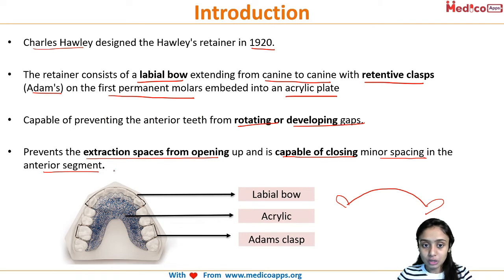So when you consider our Hawley's appliance, this prevents the teeth from rotating and developing gaps, and it prevents extraction spaces from opening up. So these both are properties of a passive appliance. That is, it is just holding the teeth in the position where they are. It prevents any kind of further malocclusion. It is not trying to produce any force. But this particular point, that it is capable of closing minor spaces, means it is closing the spaces. That is, it is applying active force. So this is a property of an active appliance. So our Hawley's appliance can be used as a passive appliance, that is as a retainer, or it can also be used occasionally as an active appliance.